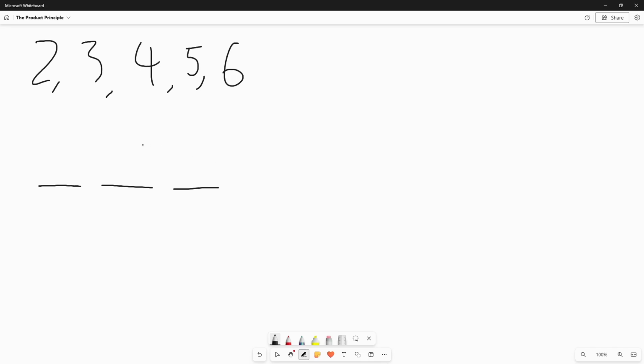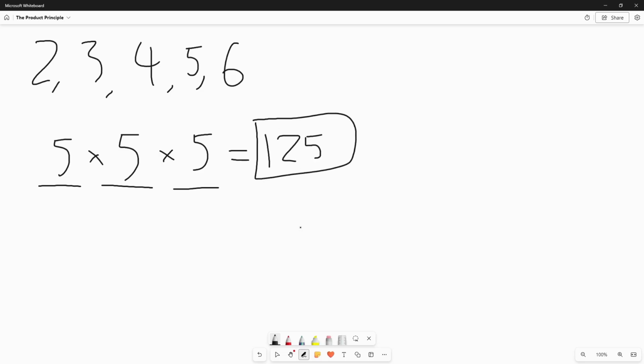So first, let's do the hundreds place. And there are 5 possible digits we can use. So 5 possible numbers. And the tens place is the same thing. So 5, and the ones place is the same thing, 5. And now we just multiply all these together, 5 times 5 times 5, and we get 125. This means that there are 125 numbers we can make that are 3 digits long and only use the digits 2, 3, 4, 5, and 6.